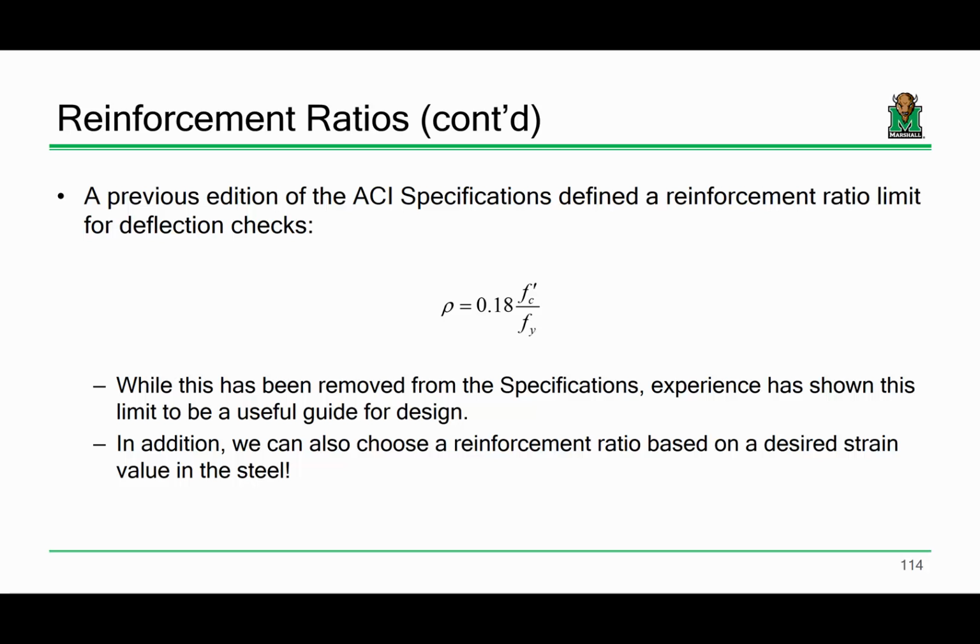Now, if you open up the current edition of ACI right now, you will not find this limit, okay? This used to be in the spec a while back. It was a reinforcement ratio limit that all beams had to meet in order to meet deflection limits. We don't use it anymore. However, it's actually pretty useful in design, okay? This reinforcement ratio, this 0.18 Fc prime over Fy, is a really useful tool that works pretty well to give you an initial reinforcement ratio for the purposes of design.